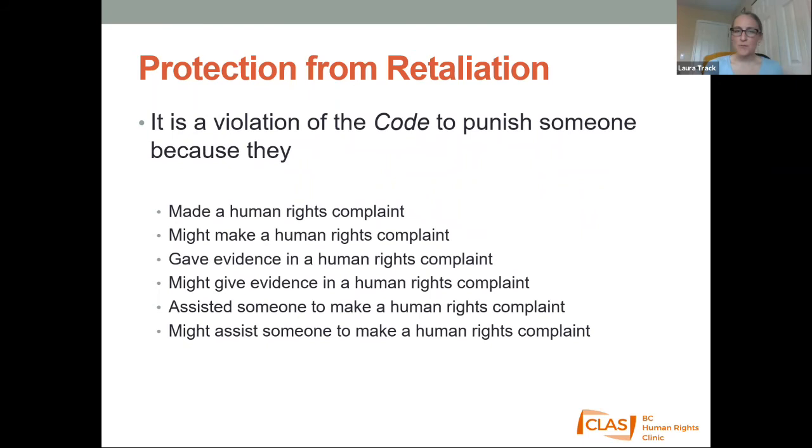This isn't part of the complaint form, but it is something that I just wanted to highlight because I think it's important. The Human Rights Code protects people from retaliation if they make a complaint. It's a violation of the code to punish or evict or otherwise retaliate against someone because they've made a human rights complaint, because they might make a human rights complaint, because they helped somebody else make a human rights complaint or acted as a witness. So sometimes it does happen and people can file an additional complaint about the retaliation if necessary.